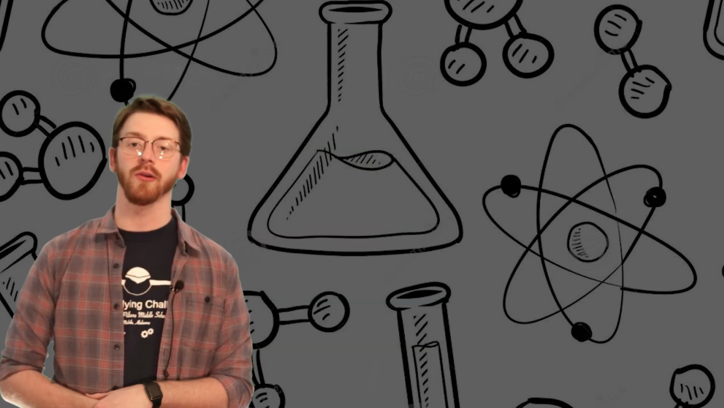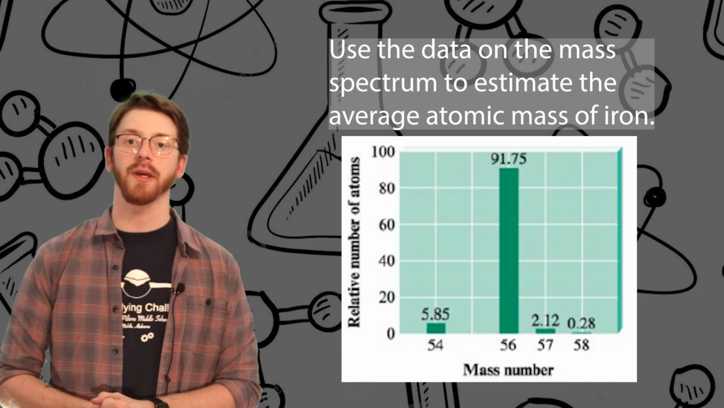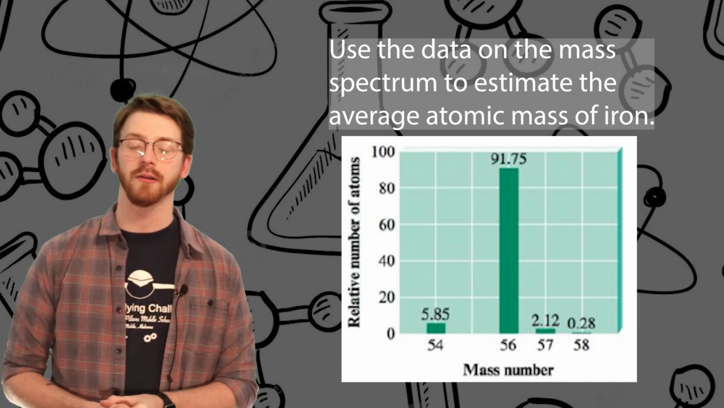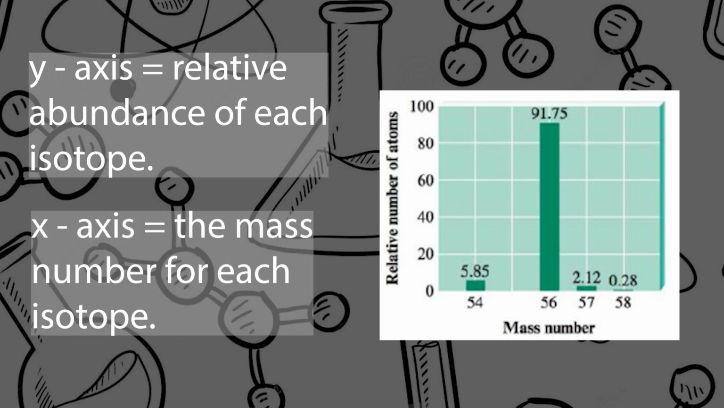Let's try an example. The mass spectrum of iron looks like the following. Use the data on the mass spectrum to estimate the average atomic mass of iron. Our y-axis represents the relative abundance of each of these isotopes, or a percentage for how common they are. The x-axis represents the mass number for each isotope of iron that can be found.